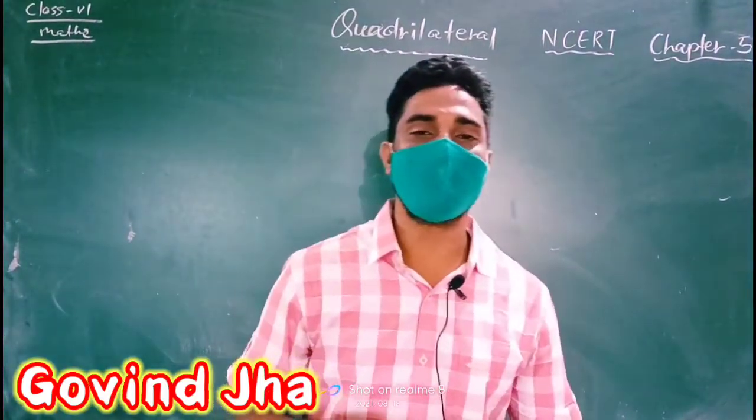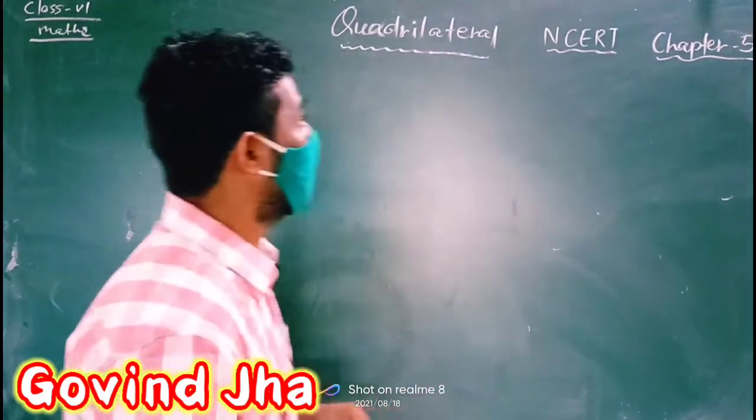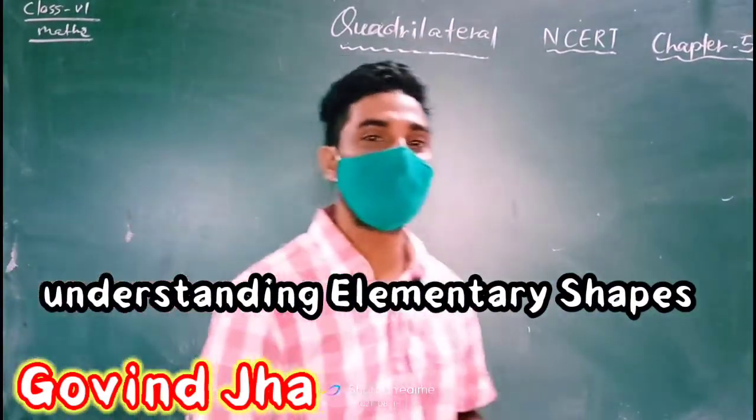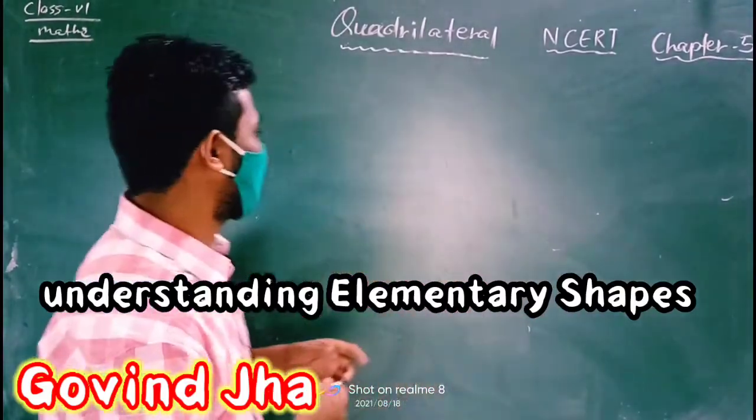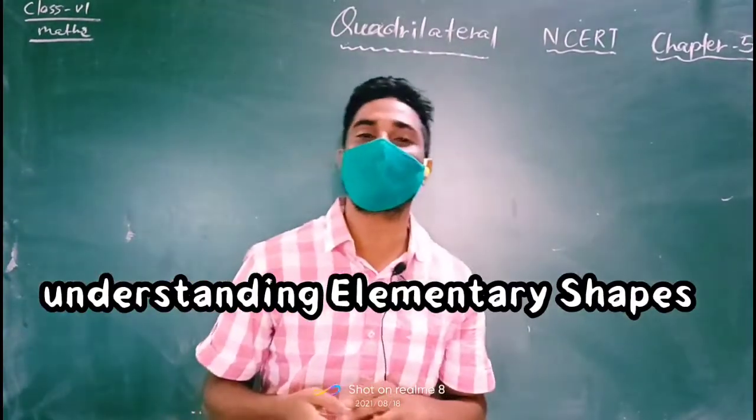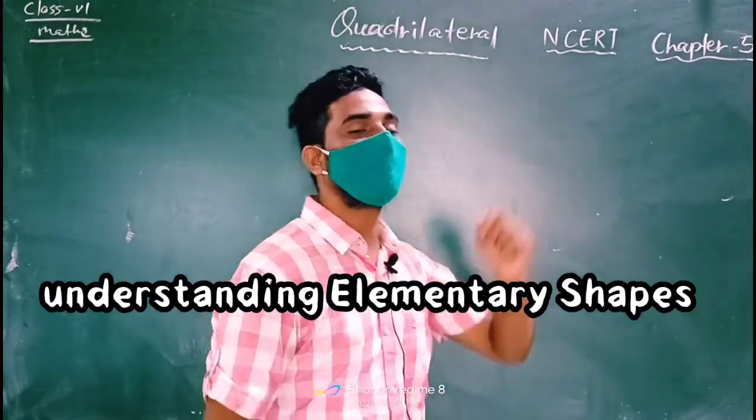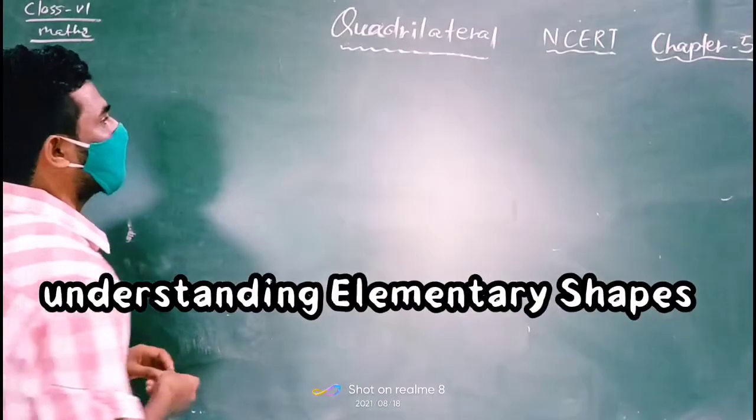Today I have brought a new video for you all, and in this video I am going to talk about the types of quadrilateral, and I will explain the types and their properties. This is for class 6 mathematics NCERT, and the name of the chapter is Understanding Elementary Shapes. The subtopic is quadrilateral and the chapter is 5. So without any further delay I would like to start.